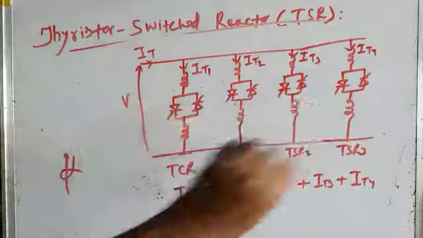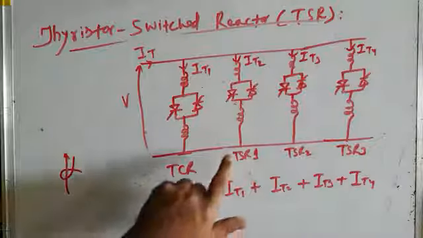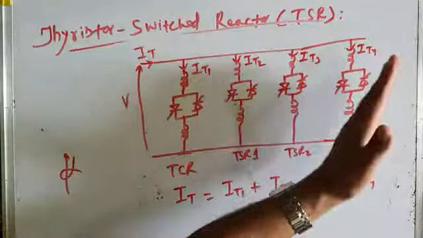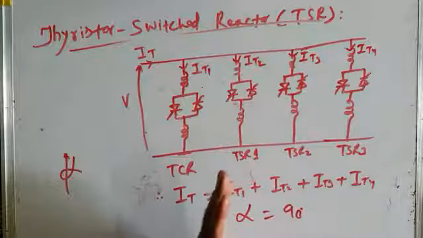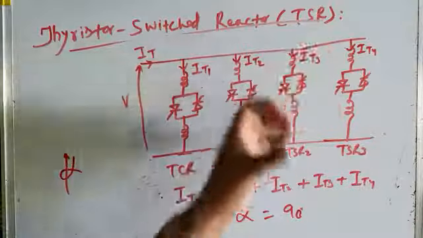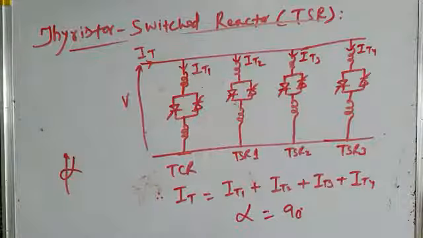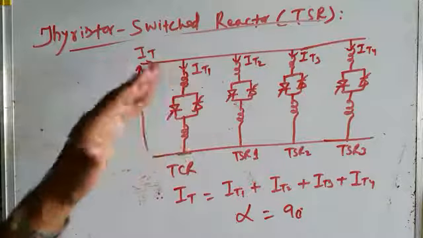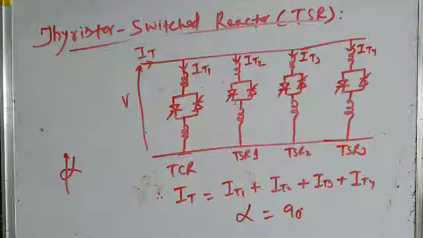Whereas in these TSRs, there is no alpha control. Alpha is 90 degrees. They are fully on. They operate at only one delay angle, that is alpha equal to 90 degrees, corresponding to which all of them draw maximum sinusoidal current. Whereas this may draw non-sinusoidal current and smaller current than these TSRs. Okay. This is the operational difference.